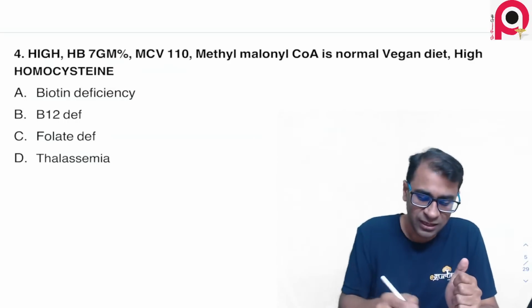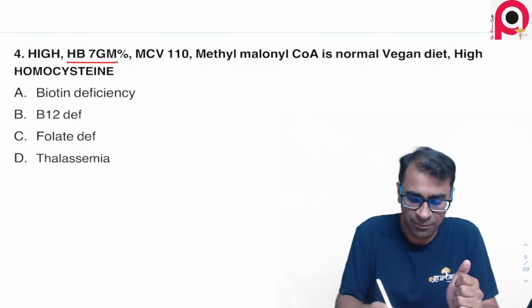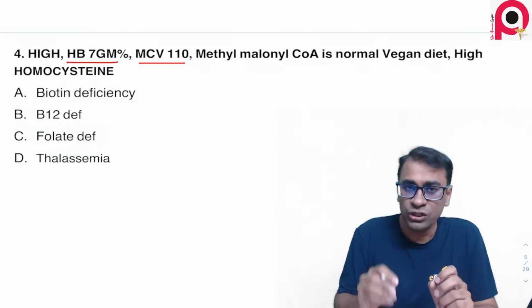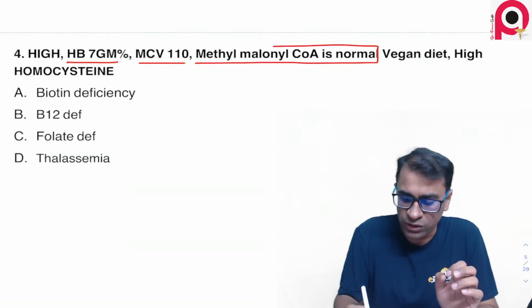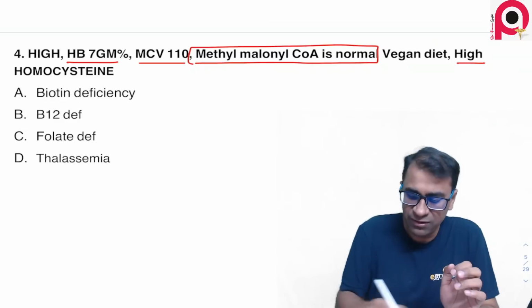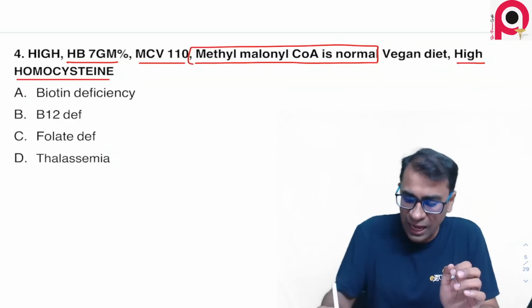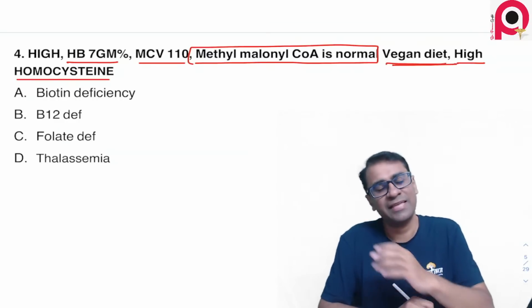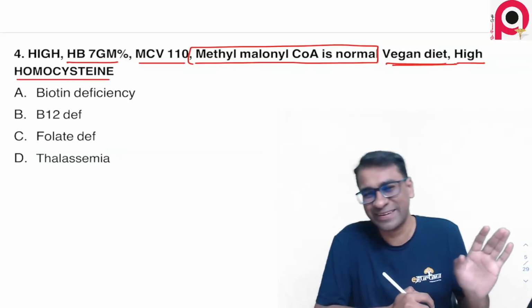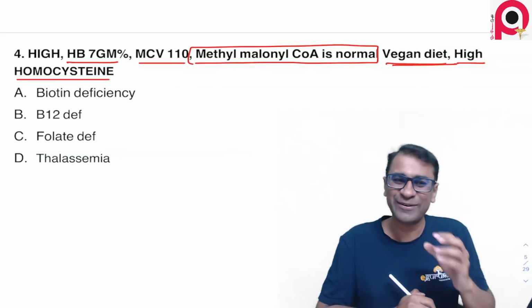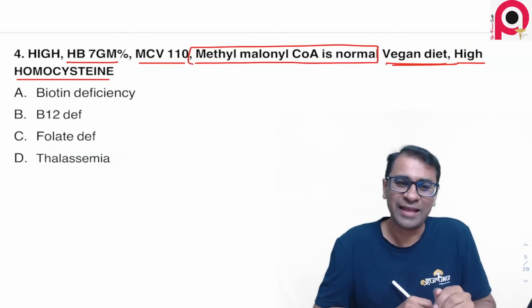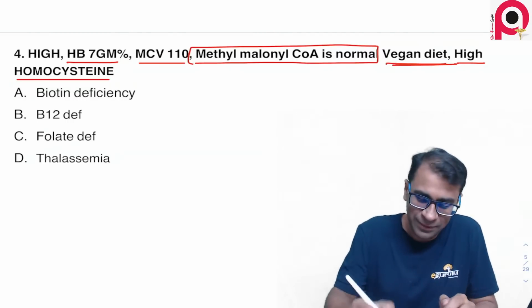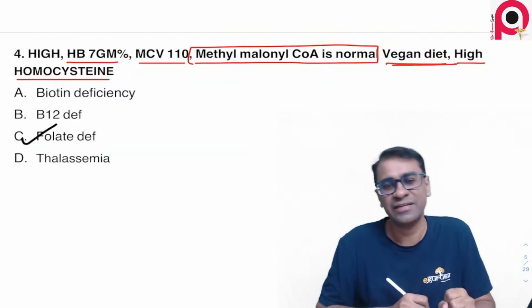However, this case looks to be a case of hemoglobin 7 gram percentage, MCV 110, surely macrocytic anemia, and methylmalonyl coenzyme A was given as normal, but with high homocysteine levels, and a vegan diet. I think they have to totally remove that misconception, and they have given you a lot of history. So the answer you all have marked correctly is folate deficiency.